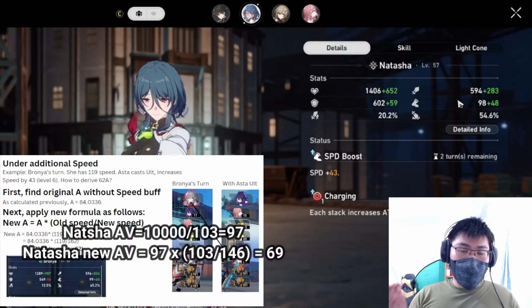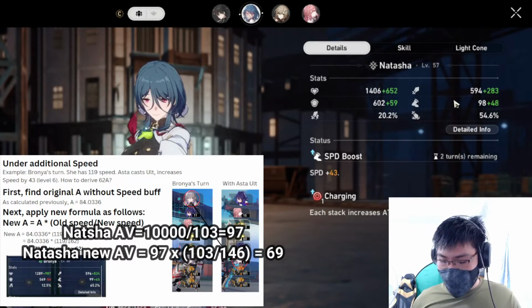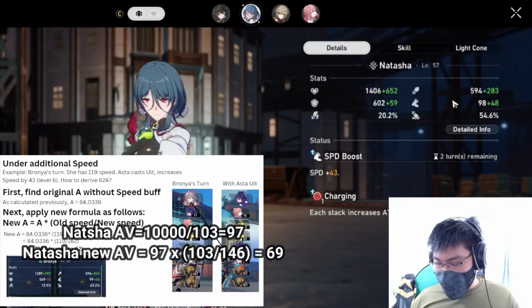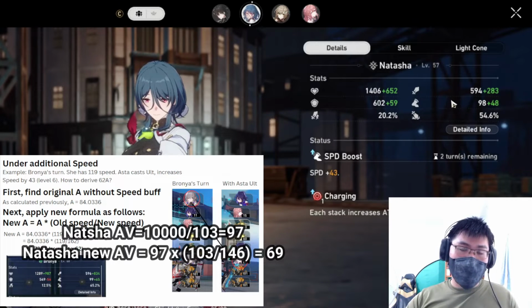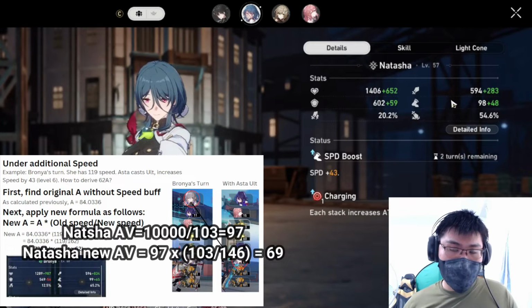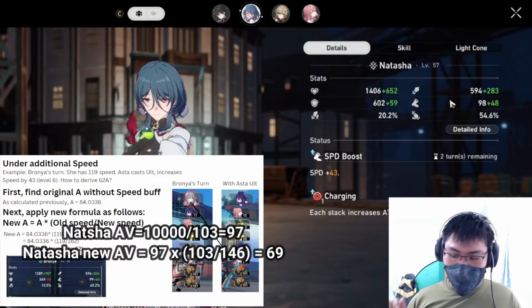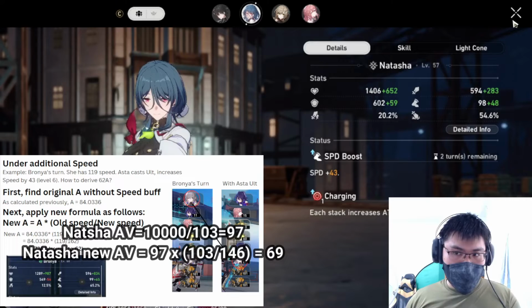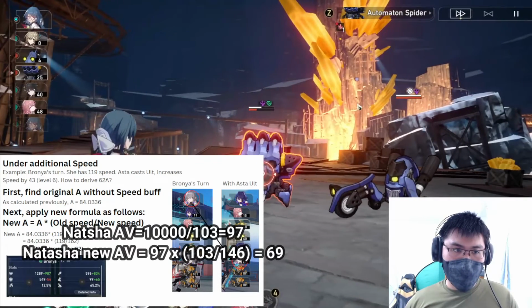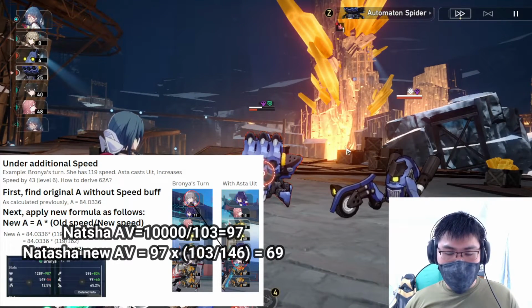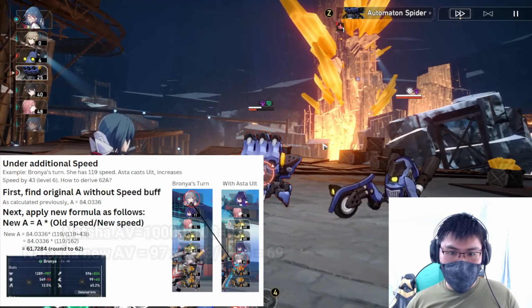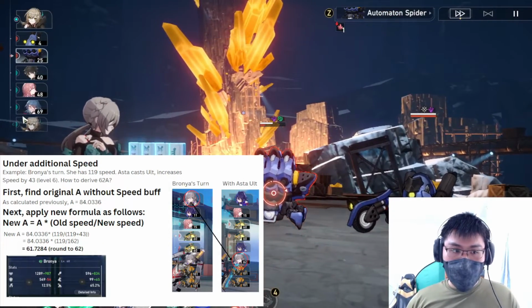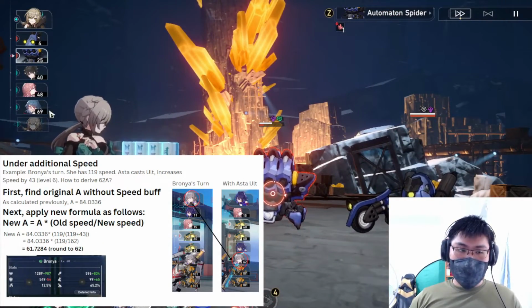So for this new value based on the calculation, let me just press the calculator really quickly. It will be around 97 multiplied by 103 divided by 146. And the new action value for Natasha should be around 68 or 69 based on the decimal calculation. So without further ado, let's see what her new action value is. So 67, 68, 69. Let's go. Okay, as you guys can see, her action value is 69.